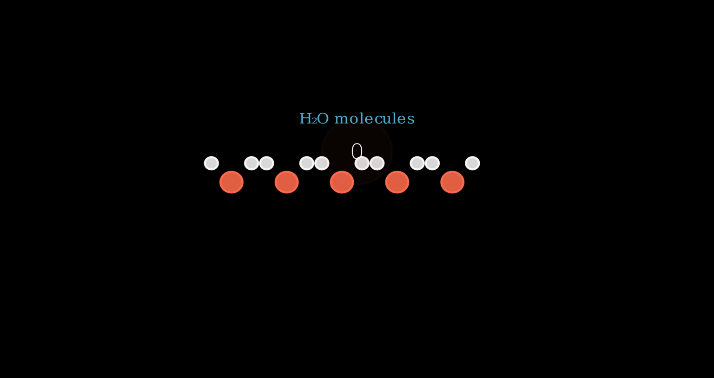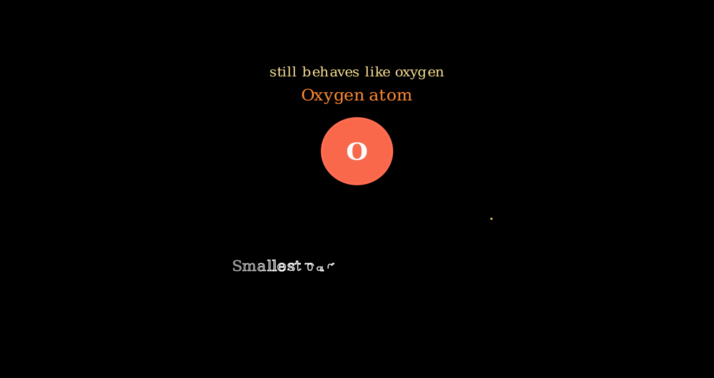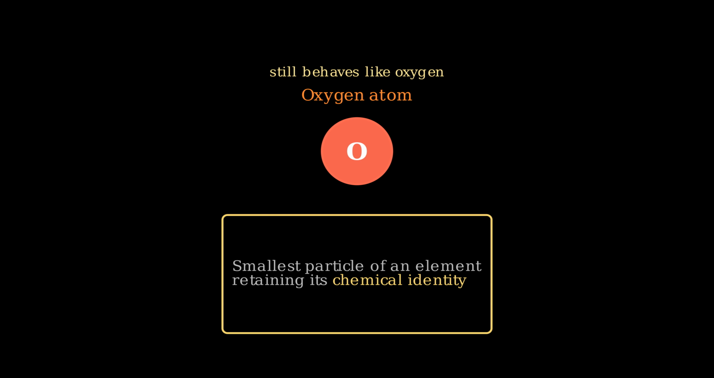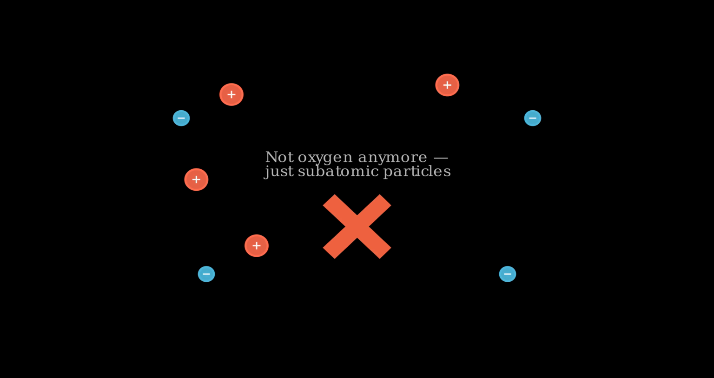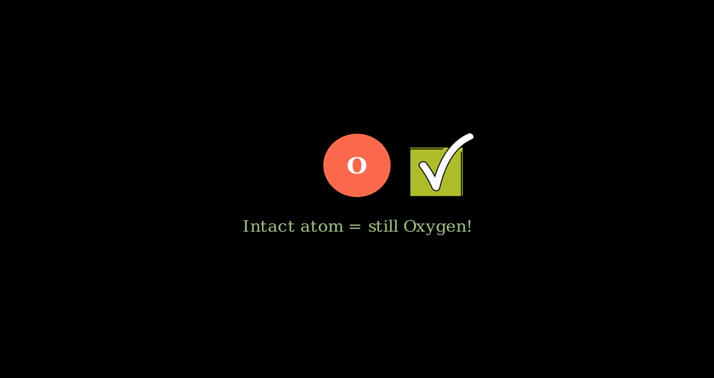An atom is the smallest particle of an element that still retains the chemical identity of that element. If you break an oxygen atom apart into protons and electrons, those pieces are no longer oxygen, they have no chemical identity. The atom is the smallest unit that still is the element.